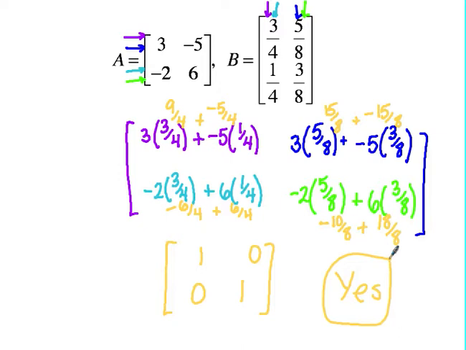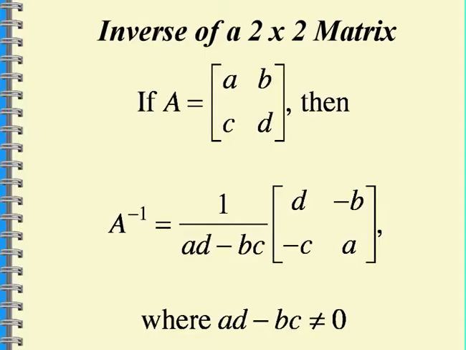Questions? All right, so we already know how to find out if two matrices are inverses of each other. Now we're going to find out how we can actually find the inverse of a 2 by 2 matrix. On your sheet, it says if A equals [a, b; c, d], so it has to be a square matrix, 2 by 2, then the inverse of A equals 1 over ad minus bc.